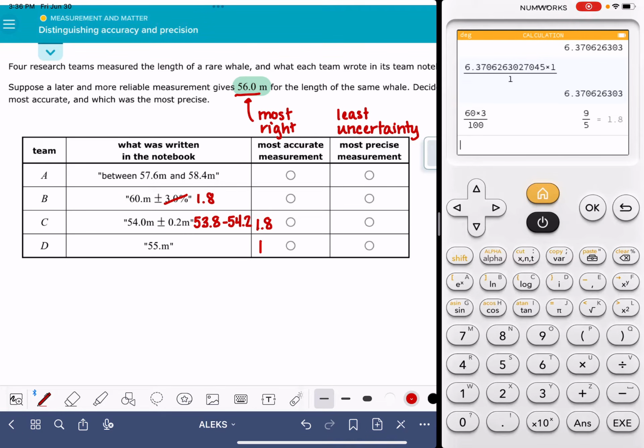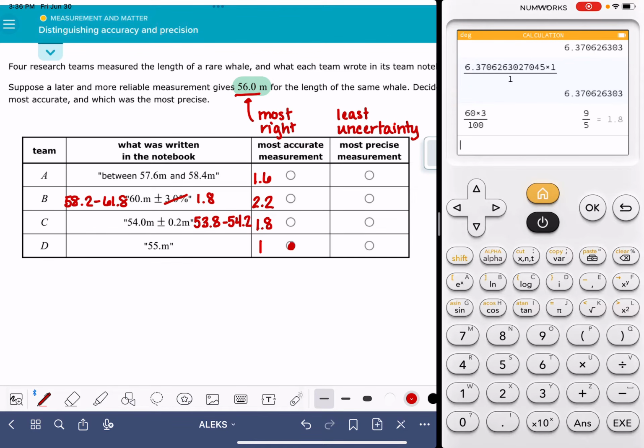On the low end, we'll write the range down. 60 minus 1.8 would be 58.2, so this was ranging from 58.2 to 61.8. That's even further off from 56. On the low end, they were 2.2 units away from the correct number. That's pretty bad. And then this one, their measurement said that they were between 57.6 and 58.4. So again, the closest that they got, they were 1.6 meters away from the actual value.